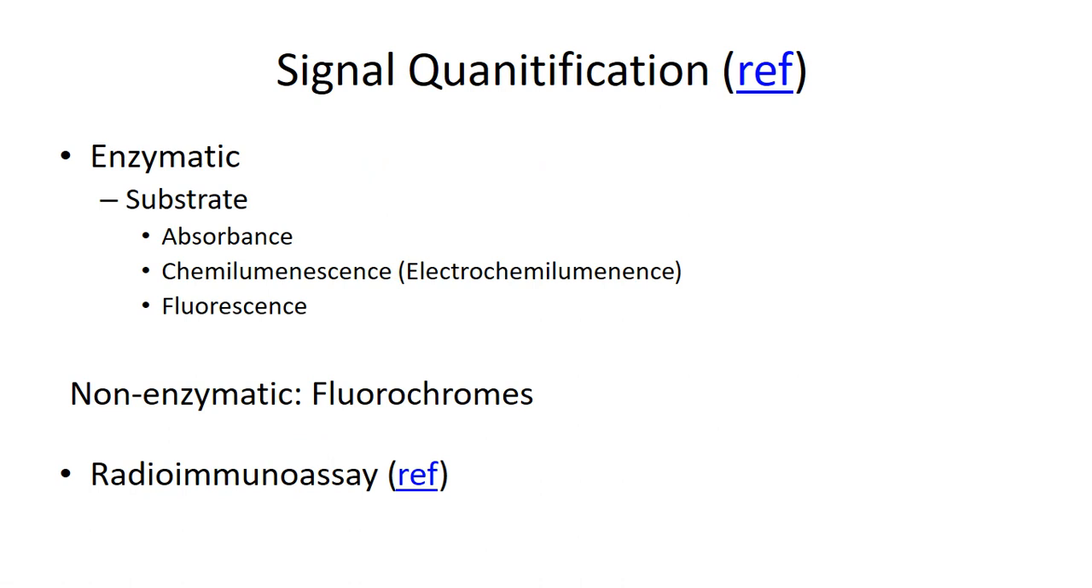In terms of signal quantification, we talked about the fact that with enzymes you can get a color change, but it can be measured through a whole range of things. It can also be fluorescence, chemiluminescence or electrochemiluminescence, and if it's a standard color change it'll be absorbance. You can also quantify immunoassays in other ways, such as fluorochromes, which we're not going to cover, and you can also use radiation in a radioimmunoassay.